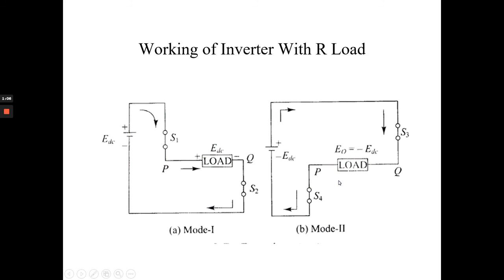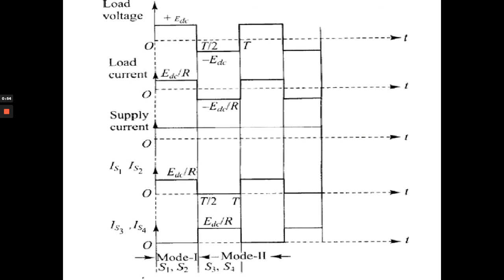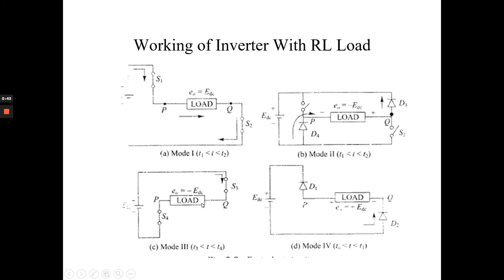As load is resistive, it does not store any energy, therefore the feedback diodes are not effective here. The voltage and current waveforms for resistive load are shown here: voltage waveform, current waveform, supply current and current flowing through switches S1, S2, S3, S4.